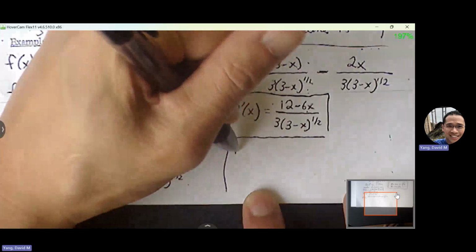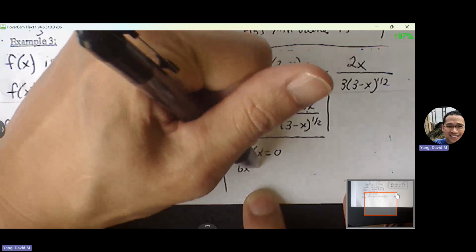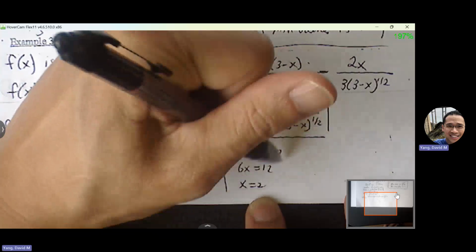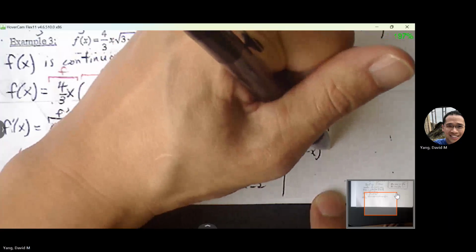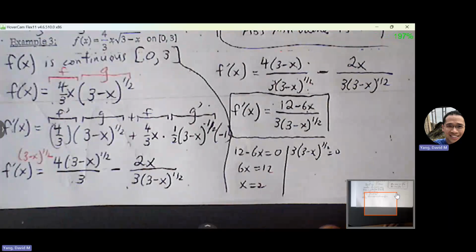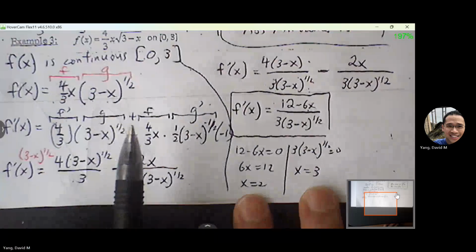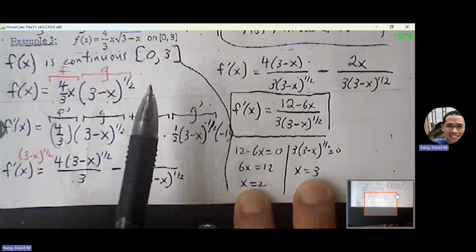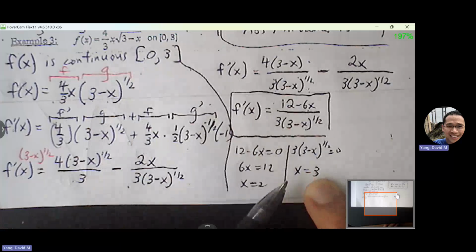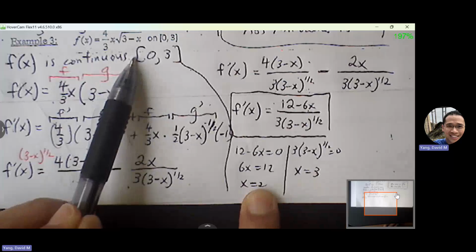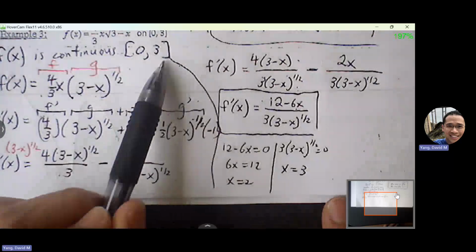So 12 minus 6x. 6x equals 12. X equals 2. The denominator: divide by 3, square both sides. X equals 3. All right, are both of these valid candidates? Yes. I got a duplicate. I was going to test 3 anyway, just 3 shows up again. So we only have to worry about 3 unique values, 0, 2, and 3.